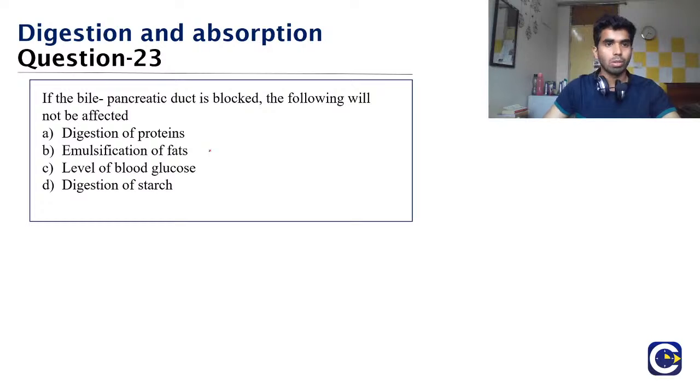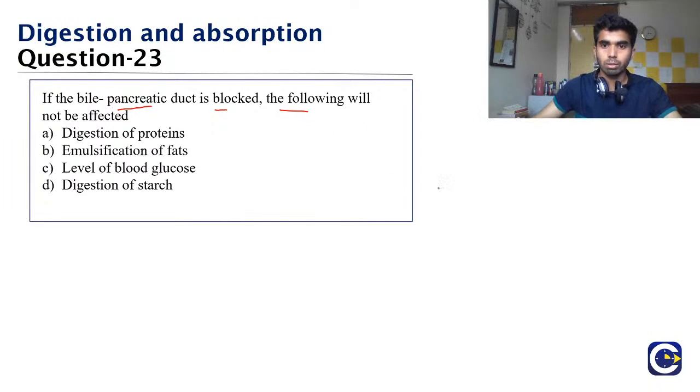Now coming to question number 23. If the bile pancreatic duct is blocked, the following will not be affected at all. Option A is digestion of proteins, option B emulsification of fats, option C level of blood glucose, and option D digestion of starch.